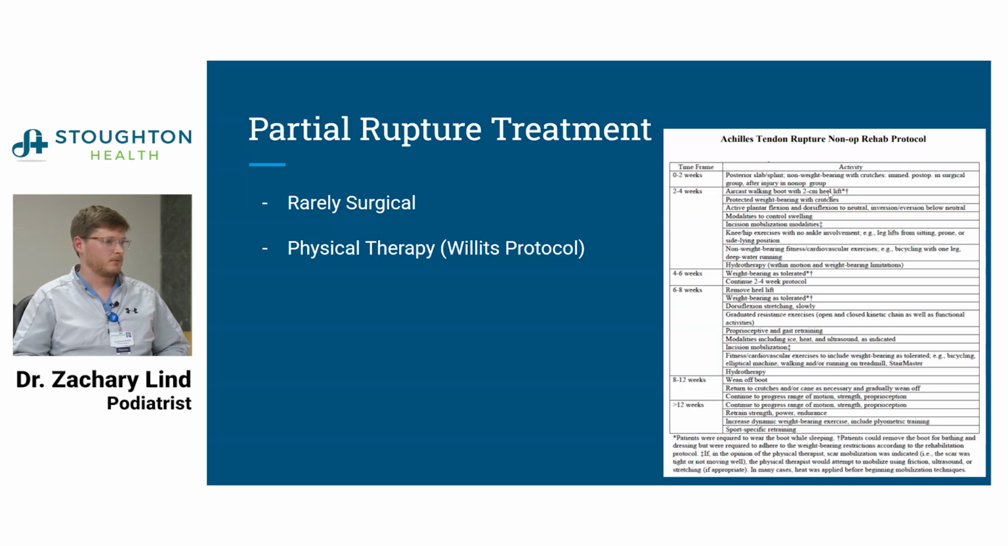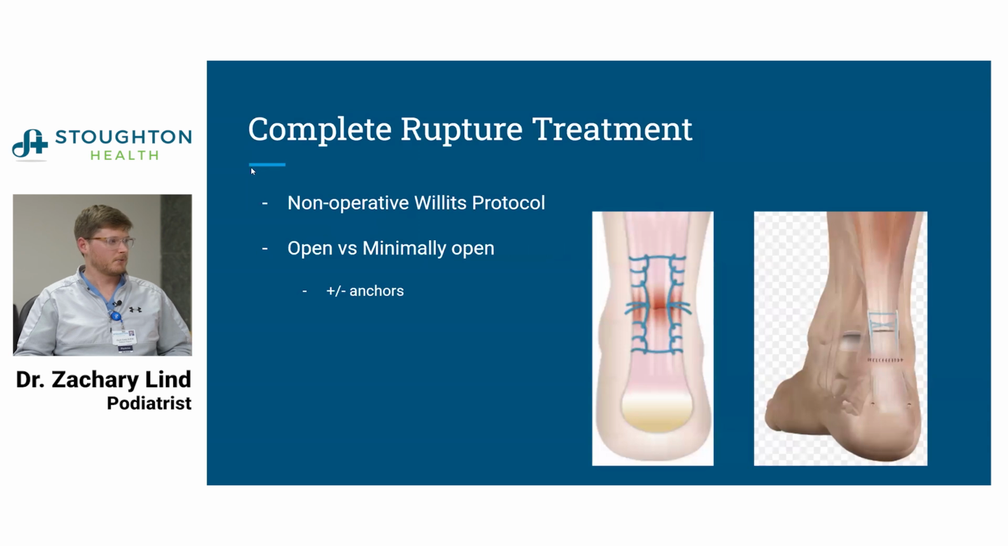And then you're given a boot with a heel lift, and the heel lift helps to shorten the tendon. If you think of your foot in a plantar flex position, or toes down, your Achilles is shortened. So we allow you to walk as long as you're protected in a boot and you have this heel lift. And then you move through your protocol, weaning off the heel lifts around the 6 to 8 week mark, weaning off the boot around that 8 to 12 week mark. And then again, this is alongside physical therapy. So complete rupture treatments, you can also follow the non-operative Willits protocol.